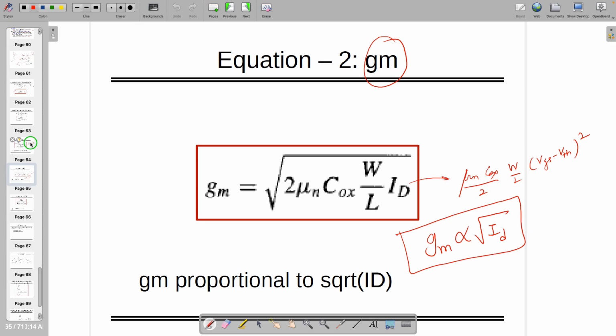Everything, like mu and Cox, are model parameters, and W by L are already fixed. That's why it's in square root of ID. So one time we are saying it's square root of ID, and one time we are calling it proportional to ID. It's depending on you. That's why I told you it's a PVT corner and all these things you have to design. Every designer is different. Me as a designer, I am following the third equation sometimes. Sometimes I change my designing tactic and I go to maybe the first equation.